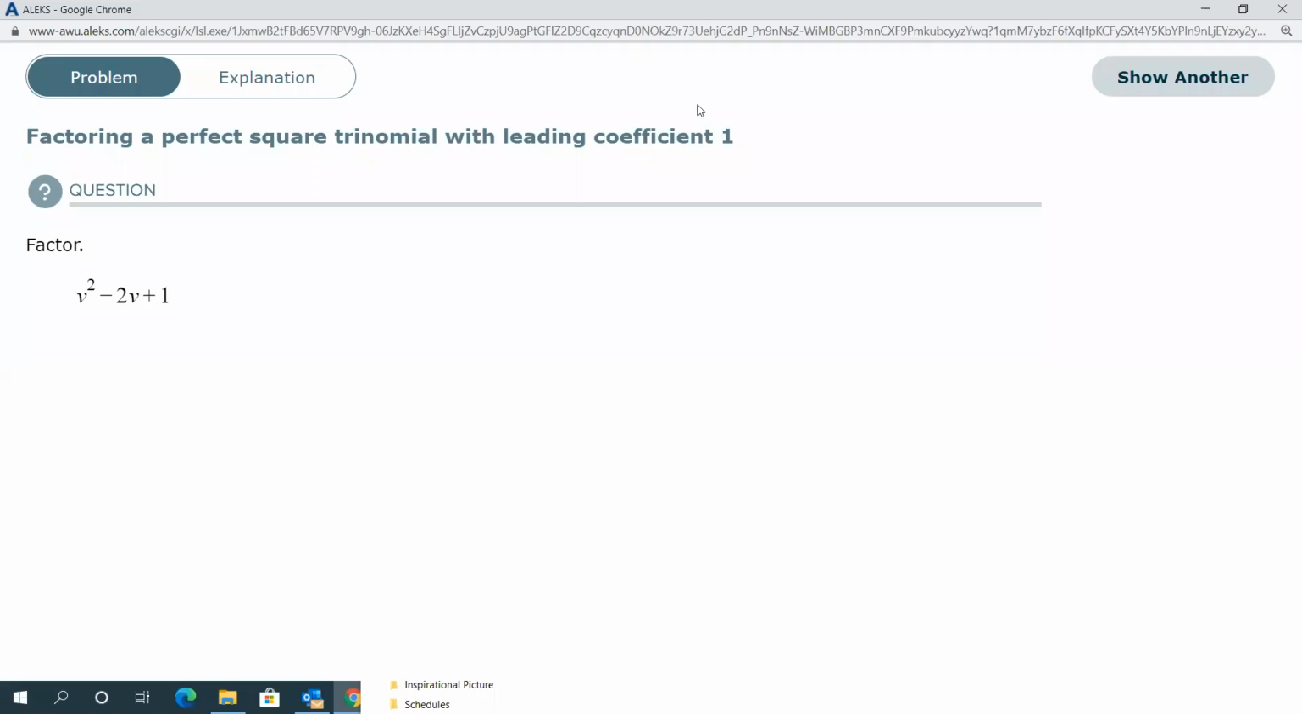All right, so on this one, the first term is something squared, v squared. The last term is something squared, 1 squared. So if I go v times 1 and then times 2, do I get the middle term? Not quite. The middle term is negative 2v, and I've got positive 2v.